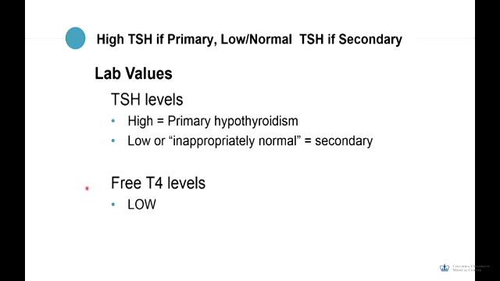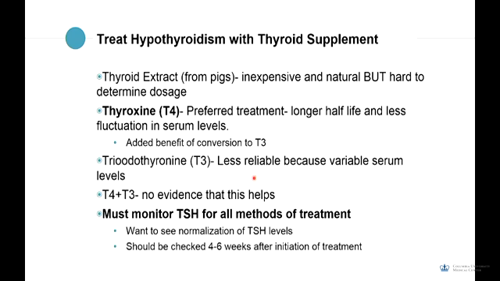If you have low T4 and high TSH, it's primary hypothyroidism. If you have low T4 and low or inappropriately normal TSH, it's probably secondary hypothyroidism. How do you treat it? You just give them more thyroid hormone. So the preferred treatment is thyroxine, but no matter what you give them, you must monitor the TSH. So make sure you check the TSH when you're giving them a thyroid supplement.